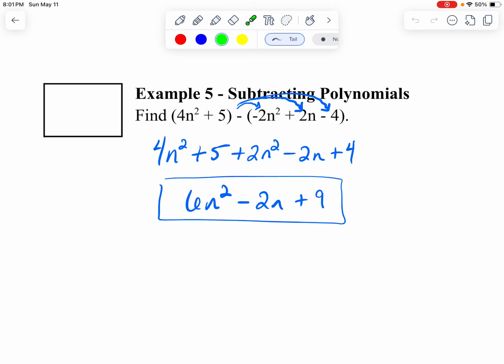You can really just think of it this way: if I have this negative out front, if I'm subtracting everything in here, I'm just going to change every sign. So that negative becomes a plus, plus becomes minus, minus becomes a plus. Whereas in addition, all the signs just stay the same. So I rewrote it here, just having that sign change, and then I combine like terms to get our final answer.